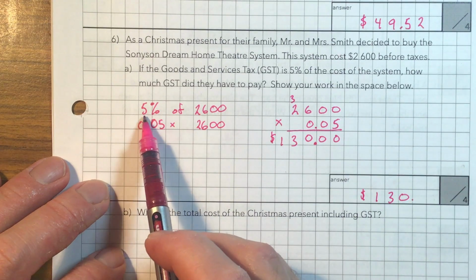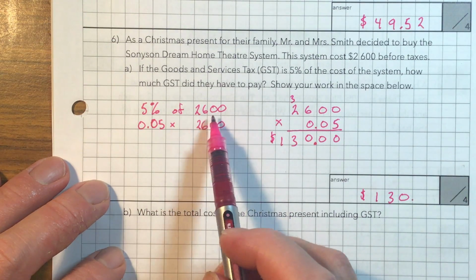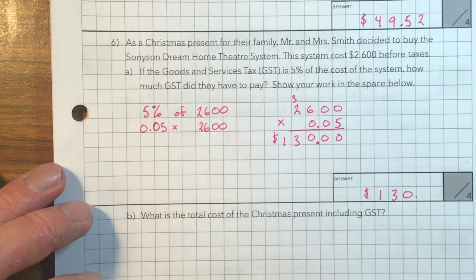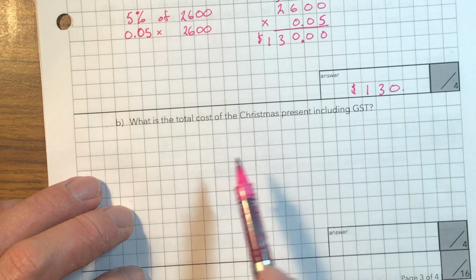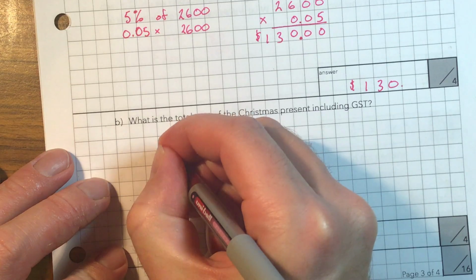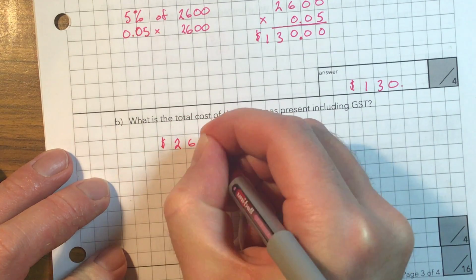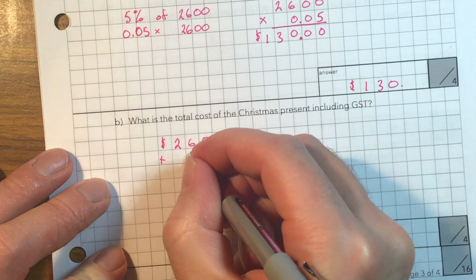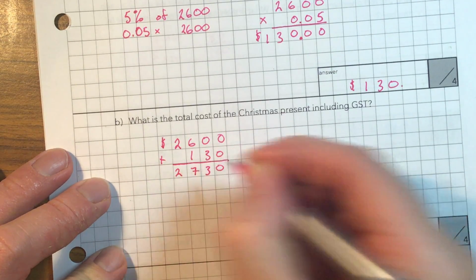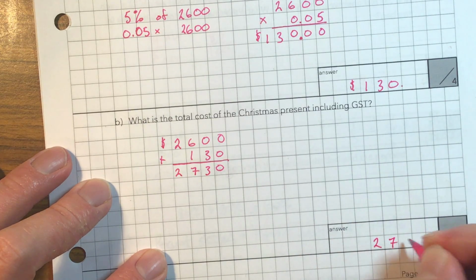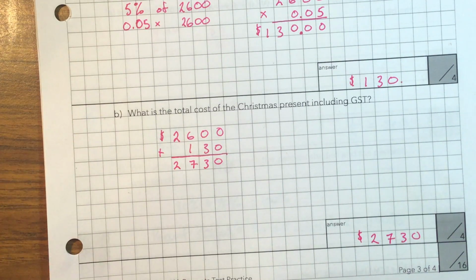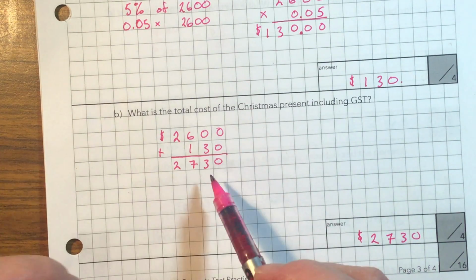Now, I could have also done 10% of 2,600 is 260. If 10% is 260, I could divide it by 2 to get 5%. What is the total cost, including GST? You take your $2,600 and you add to it your $130. $2,730 for the total cost. Don't forget your number sign on it. That's the answer. You take your price, you add your tax to get your total.